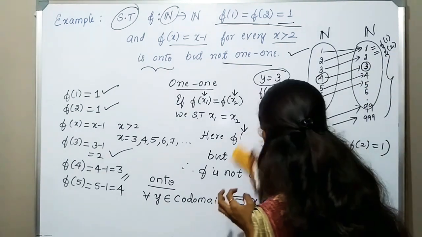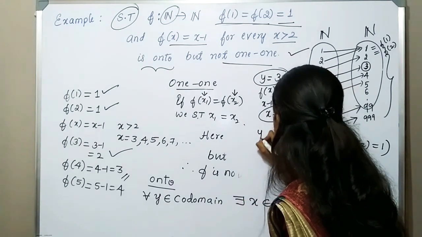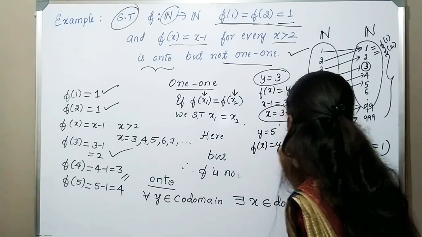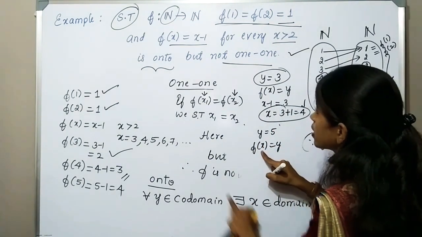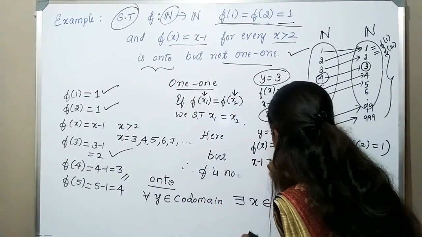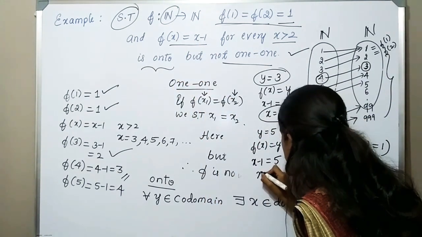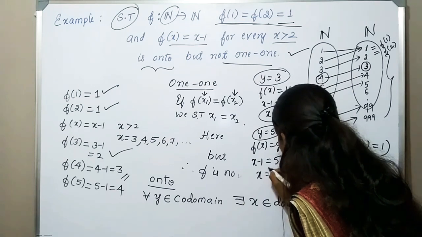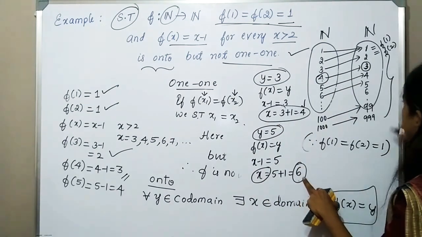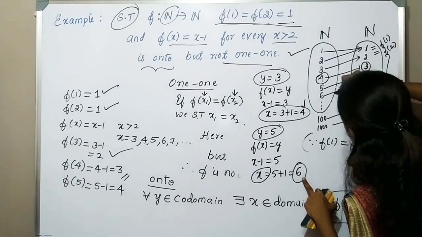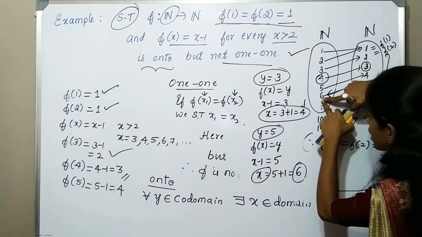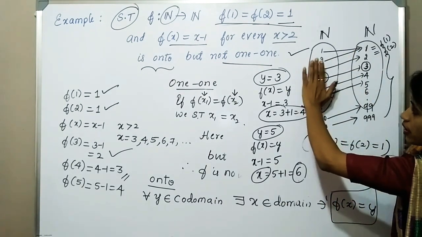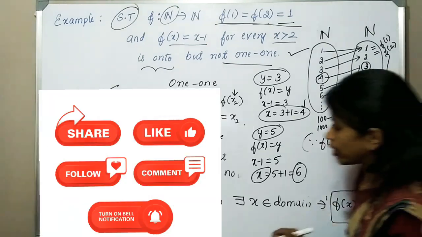Okay. If I take, say, y equal to 5, f of x is equal to y, the onto condition. What is f of x? f of x is x minus 1, which is equal to y, which is 5. So x is equal to what? 5 minus 1 becomes plus 1, that is 6. So 5 has a preimage, namely 6. Take any element of the codomain, it has a preimage in the domain. So therefore, it is clearly onto.